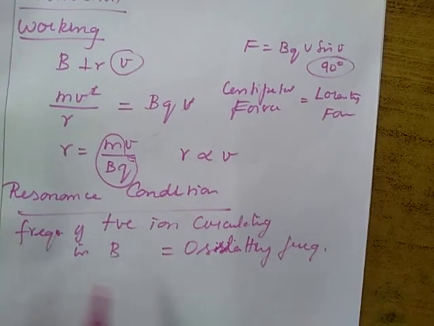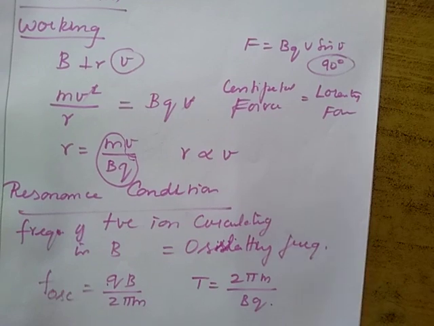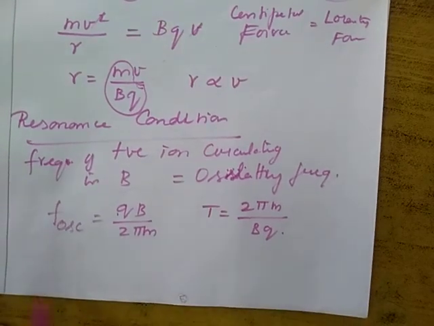Then we can know the oscillating frequency, that is equal to qB by 2 pi m, because it is the reciprocal of the time period. We know the time period of the cyclotron is T is equal to 2 pi m by Bq. Then we can find the kinetic energy of the charged particle also.